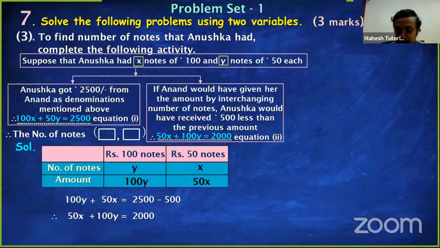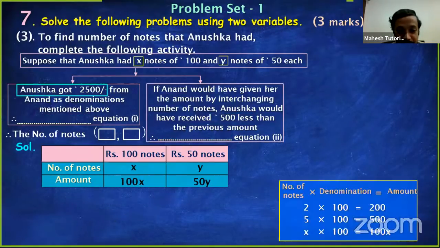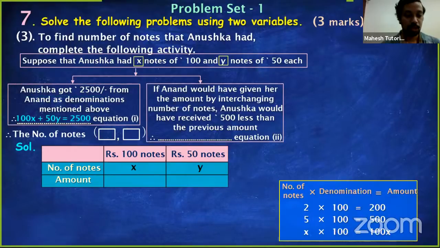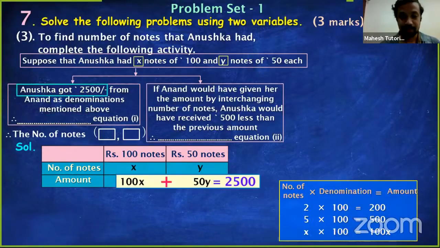Am I right? Now students, quickly what I want you to do is, first, everybody will copy down both the tables. This table that is the 100 notes and 50 notes one, as well as this formula, number of notes into denomination is equal to amount. Do it in 2 minutes, students, hurry up. Also below that table, write down that equation 100x plus 50y is equal to 2,500.